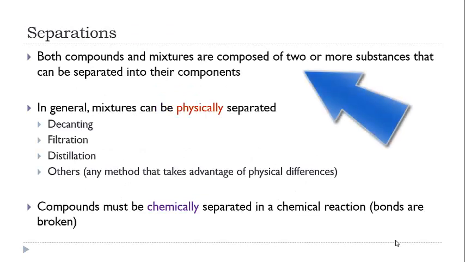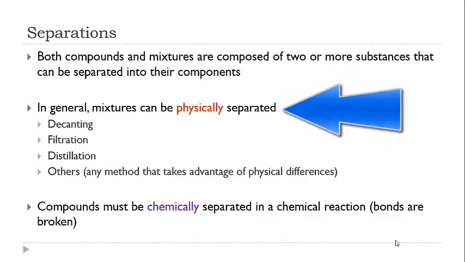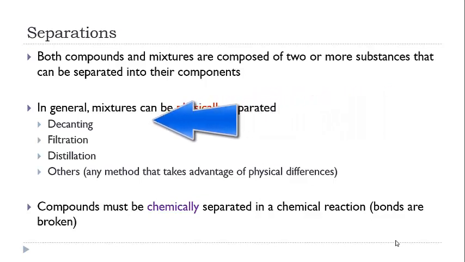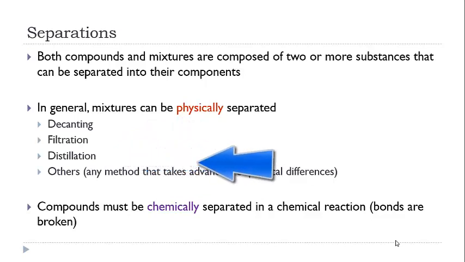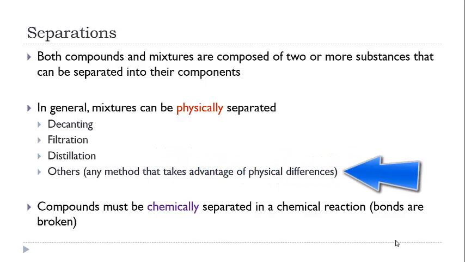Both compounds and mixtures are composed of 2 or more substances that can normally be separated into their components. At least in theory, they can be separated. And in general, mixtures can be physically separated. 3 examples, which I'm going to go over in a minute, are decanting, filtration, distillation. There are lots of different ways of physically separating things. Any method that takes advantage of physical differences.